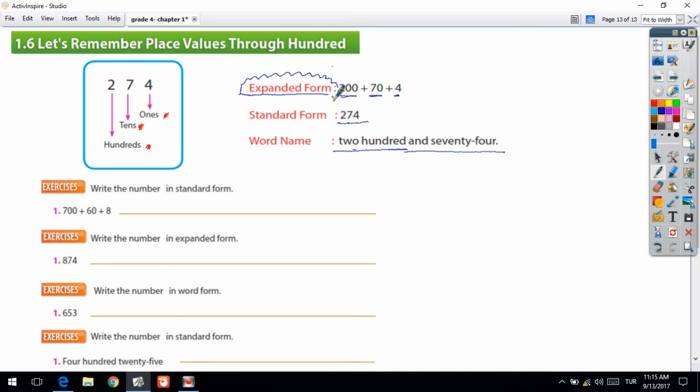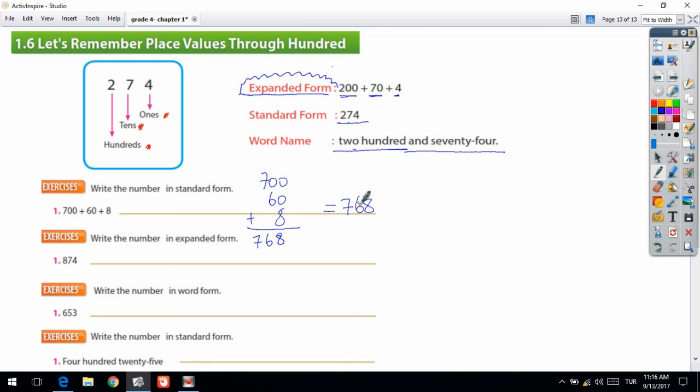So, exercise. We have an exercise. Let's write the number in standard form. How can I write it? So how can I add the numbers? This is a horizontal form, but I want to use vertical. 700, 60, 8. Why did I write like that? Look, the ones digit comes under the other. Okay. 0 plus 0 plus 8, 8. 0 plus 6, 6, 7. So what's your answer? 768.